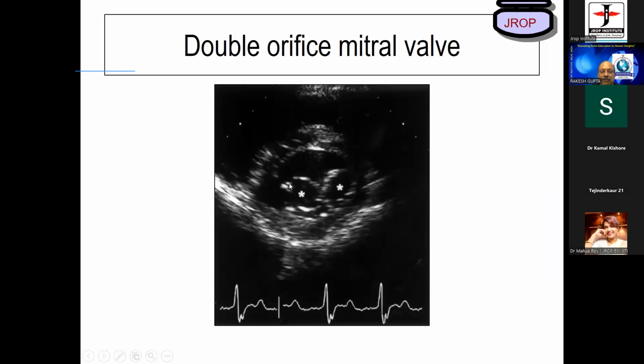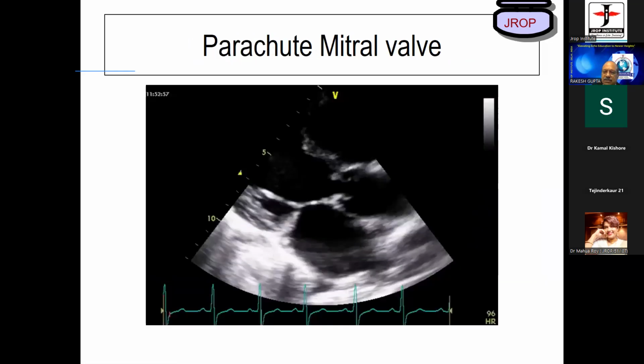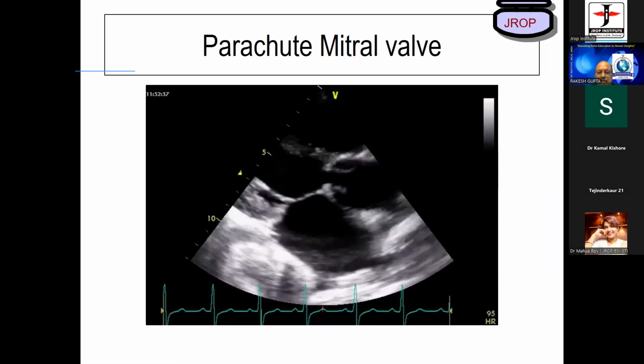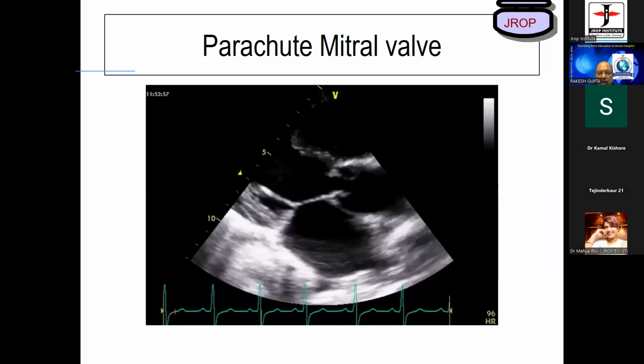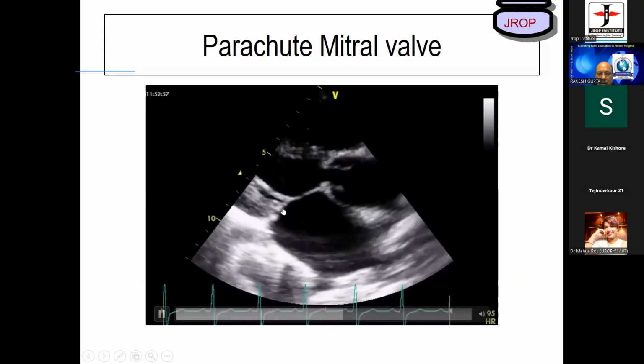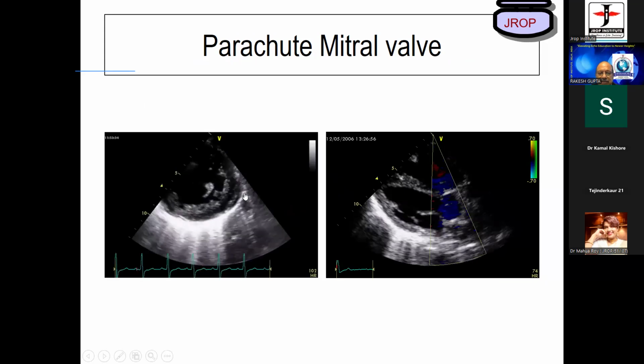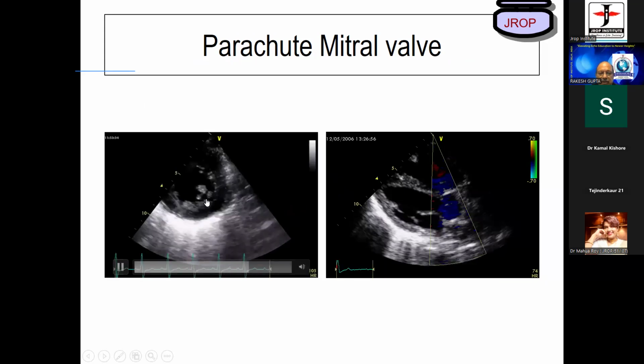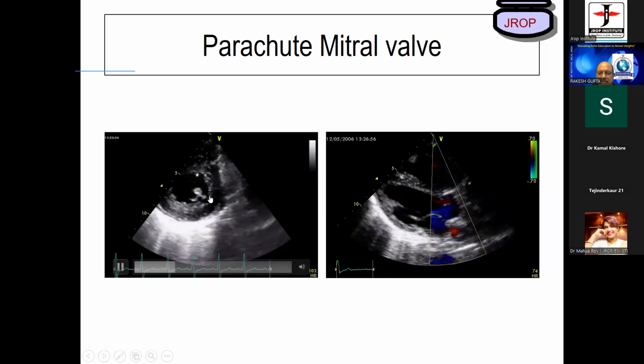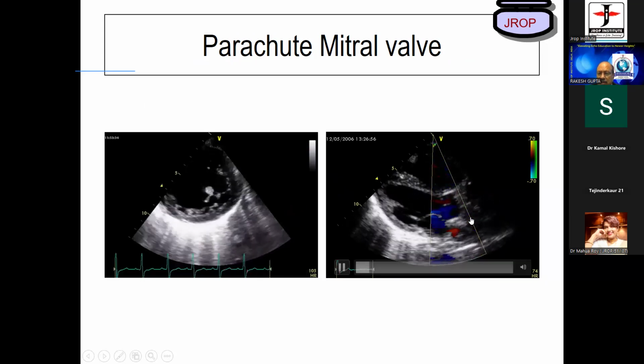Then double orifice mitral valve. Now this double orifice is quite commonly seen after mitral clips. Then parachute mitral valve. All these cords are attached to single papillary muscles. And look at a short axis view. You will find only one papillary muscle. The rest everything is normal.